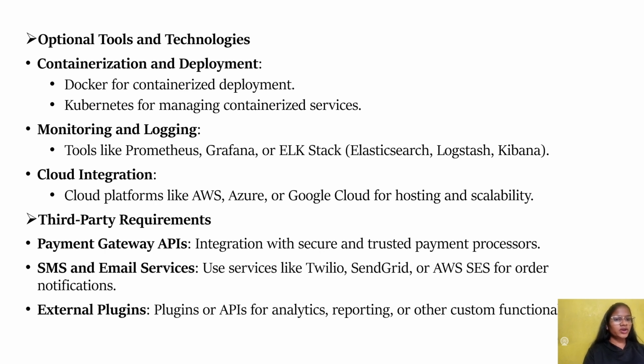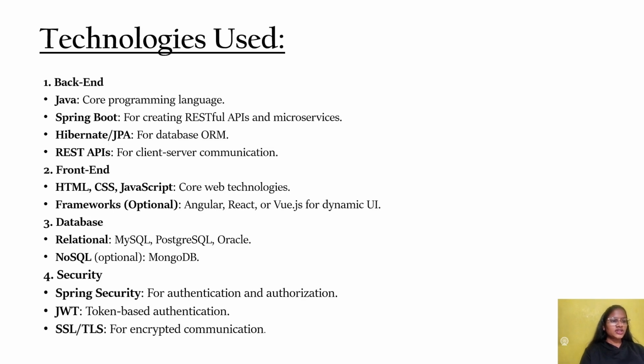Third-party requirements: payment gateway APIs, integration with secure and trusted payment processors. SMS and email services: use services like Twilio, SendGrid, or AWS SES for order notifications. External plugins: plugins or APIs for analytic reporting or other custom functionalities.